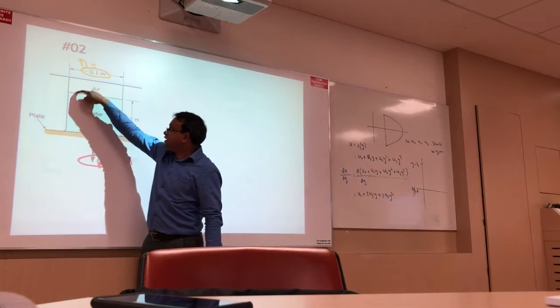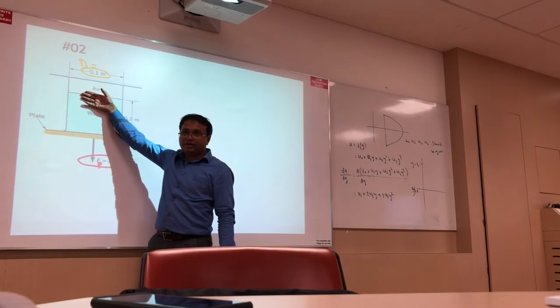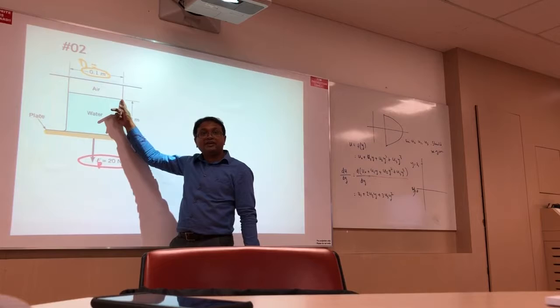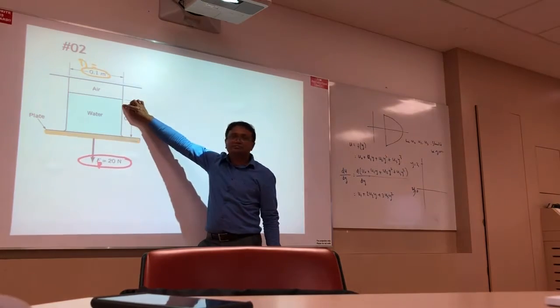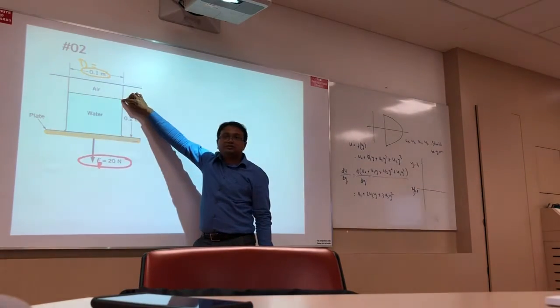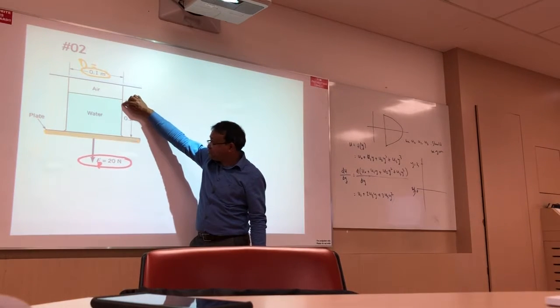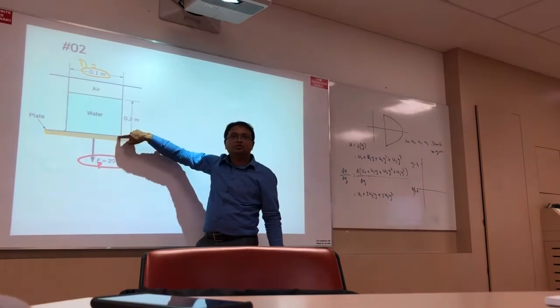So air pressure acts on the surface of the water at the same pressure. But how does water pressure vary? At that point, the pressure is the air pressure, right? At that point, it is rho g times the distance from here to here. When it comes here, rho g h.